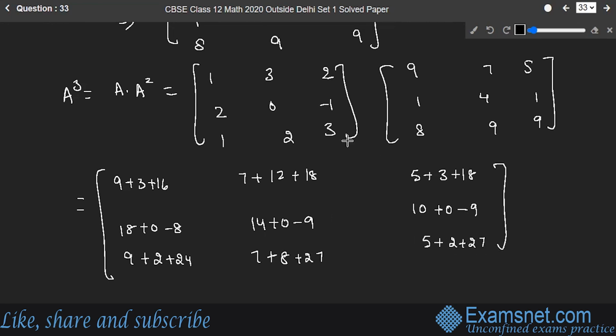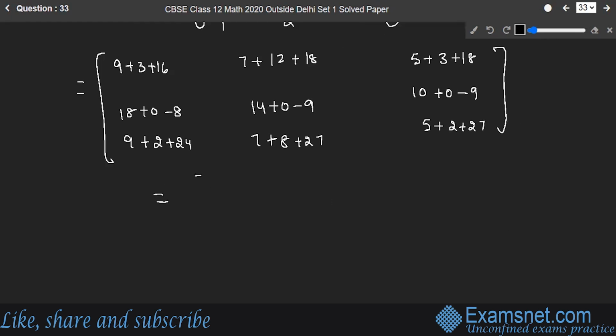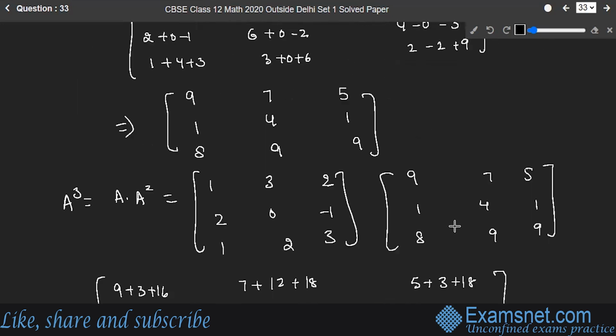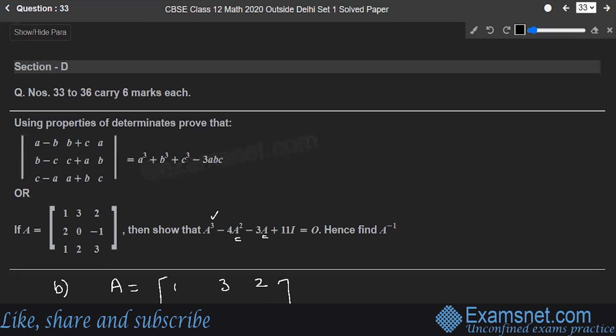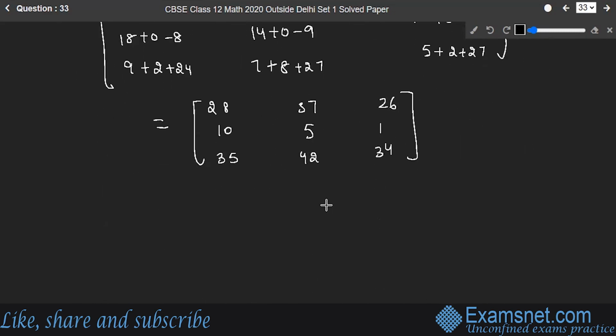This will be equal to, on solving, 28, 37, 26, 10, 5, 1, 35, 42, and 34. Fine. So we got all the items, right? We got A cube, we got A square, A already we have, and I we already know. Let's go solve it.